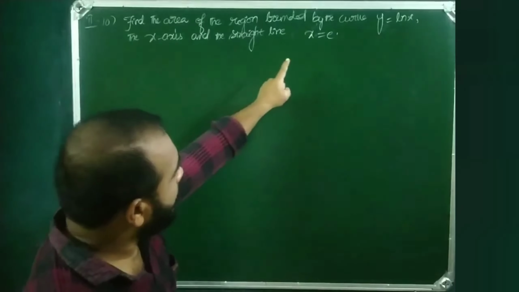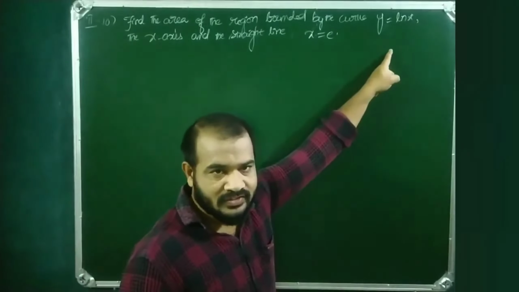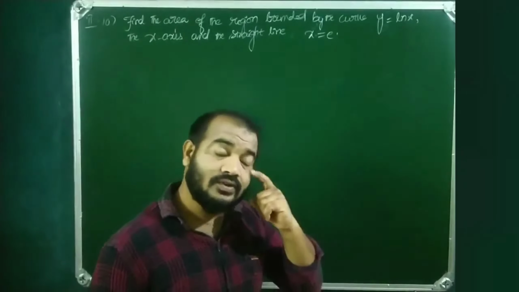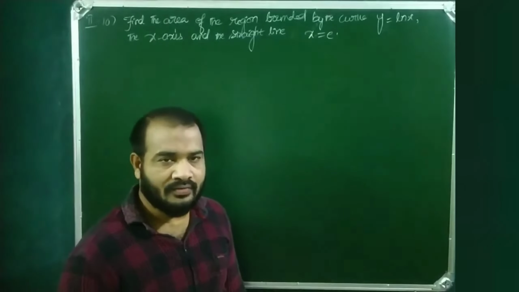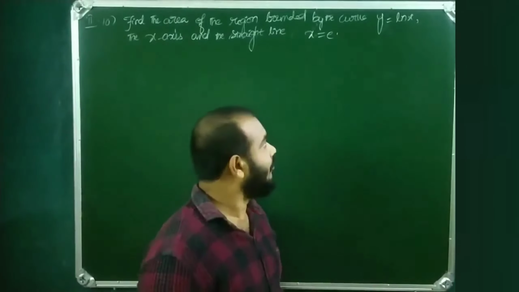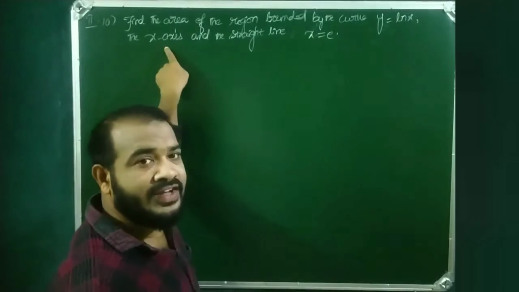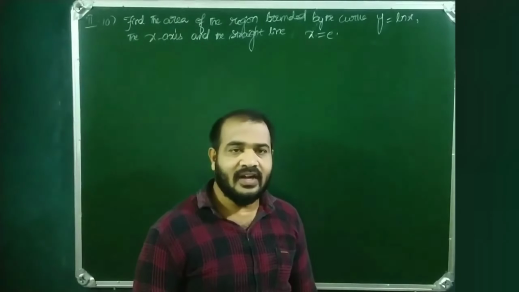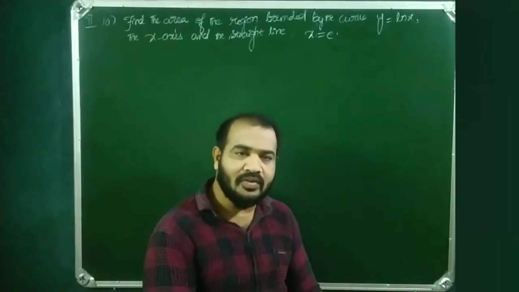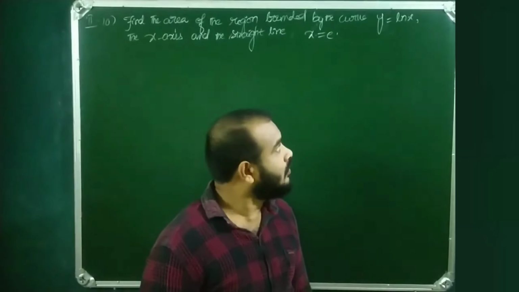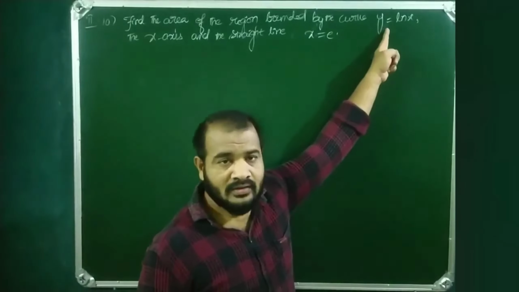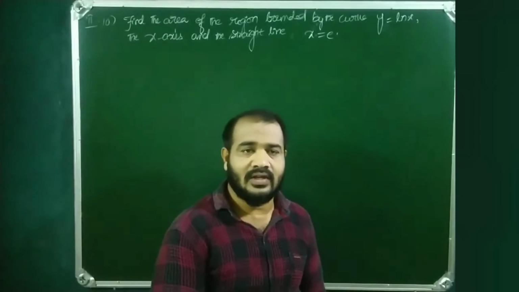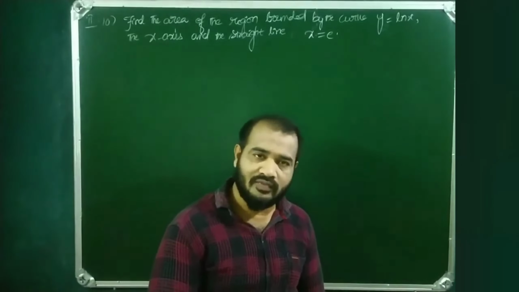Find the area of the region bounded by the curve y equals ln x, meaning the log x function, the x-axis and the straight line x equals e. y equals log x is not a bounded curve, so it is an open curve. x-axis means y equals 0. And the straight line x equals e is a line parallel to the y-axis, a vertical line. Since it is not bounded, x equals e and the curve should cut each other. Then the area of the region so formed is what we need to find out.